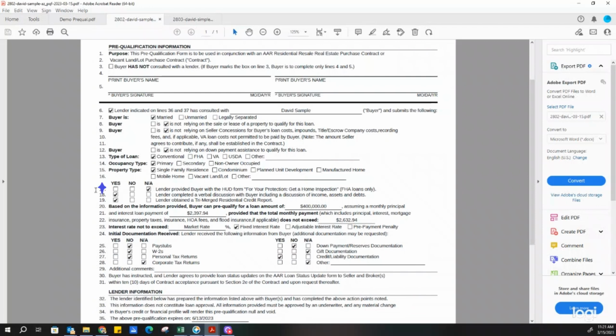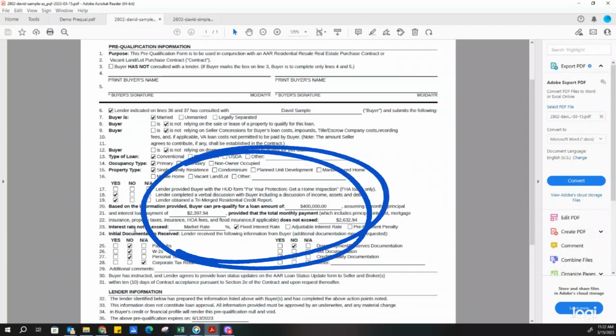This right here on line 17 is saying lender provided buyer with the HUD form. This really only applies to FHA loans, but the real meat of this is right here in line 18, where it says lender completed a verbal discussion with the buyer including a discussion of income and assets. Now, that would typically be a pre-qualification in another state. Some other mortgage companies even consider that a pre-qualified buyer. If we look at the next line, lender has obtained a tri-merge residential credit report. Yes. So here is disclosing the terms of, $400,000, his monthly payment.